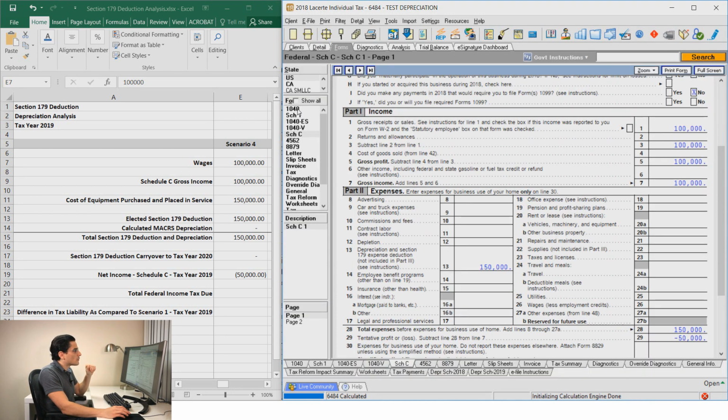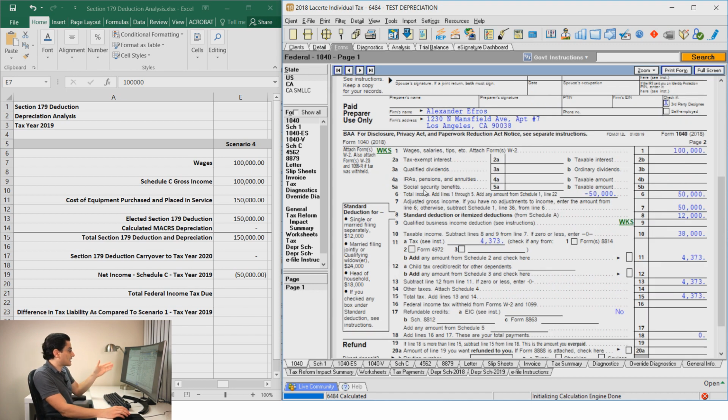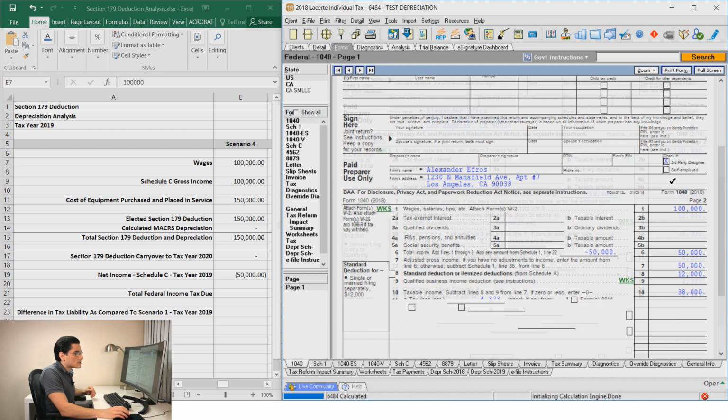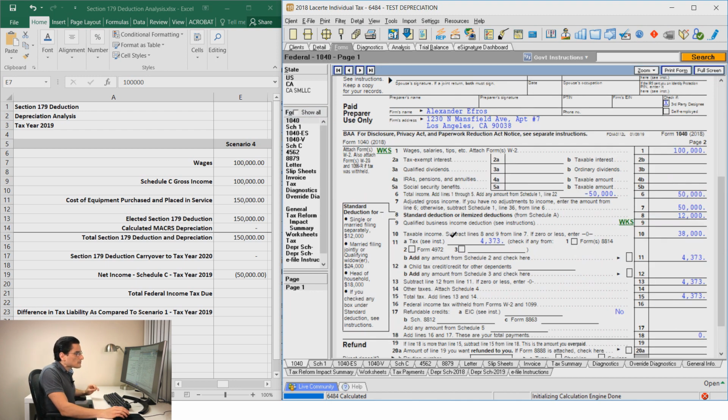Now let's take a look at the Form 1040, see how that looks in scenario 4. We have the $100,000 in wages, then we have the total income coming from Schedule 1 of negative $50,000 because we're using the whole Section 179 deduction on Schedule C, which is bringing our net income on there to negative 50,000. All right, so moving along, we don't have a QBI deduction because there's a loss here, but I'm really not going to touch on QBI in this video. I've touched on it in a different video, so we'll leave that be for now.